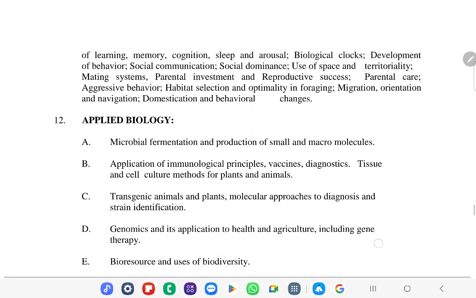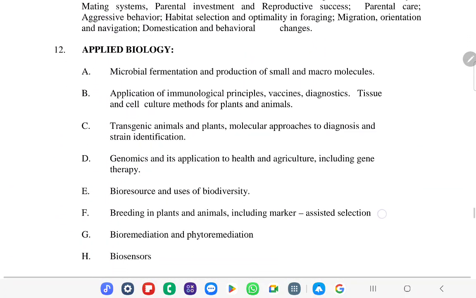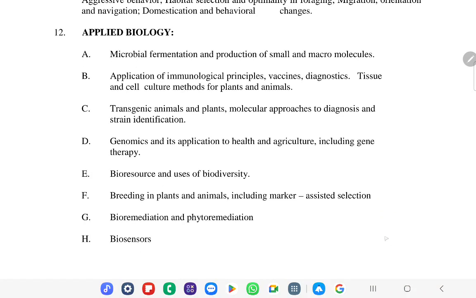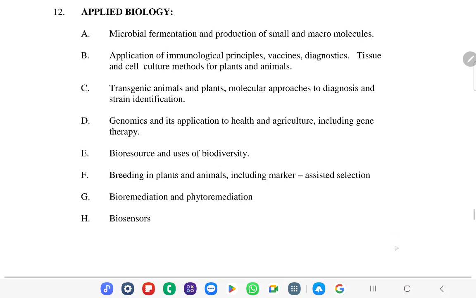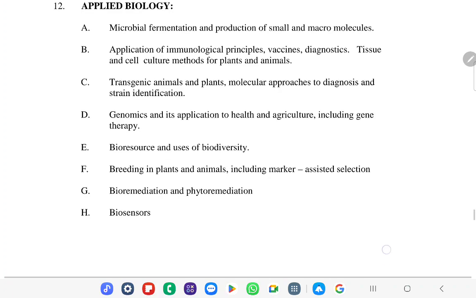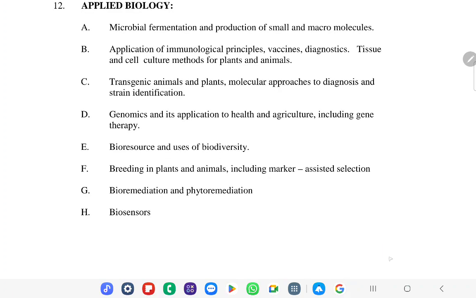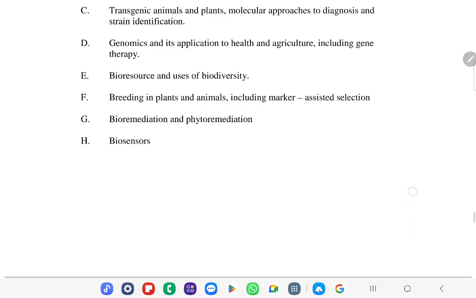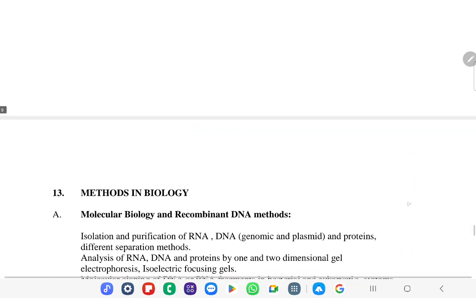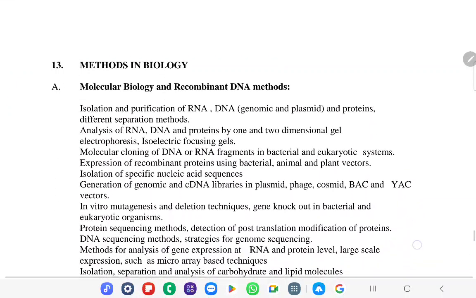Now the next one, applied biology. It is related to microbial fermentation and production of small and macromolecules, application of immunological principles, transgenic animals and plants, genomics and its applications, bioresource and uses of biodiversity, breeding in plants and animals, bioremediation and phytoremediation, and biosensors. These are some of the topics.